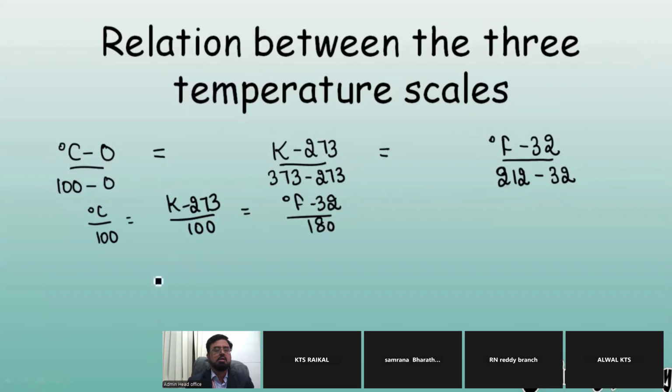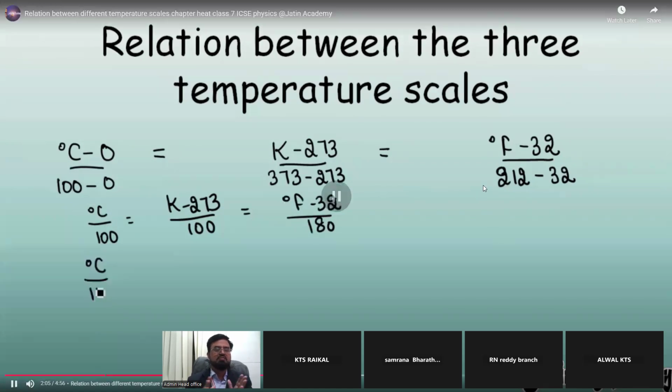This is the formula. Then you have to do the comparison. C by 100 is equal to K minus 273 by 100 is equal to F minus 32 by 180. By using that formula, we can convert Celsius into Kelvin or Celsius into Fahrenheit or Kelvin into Celsius, Kelvin into Fahrenheit or Fahrenheit into Celsius or Fahrenheit into Kelvin. Anything we can convert from anyone.